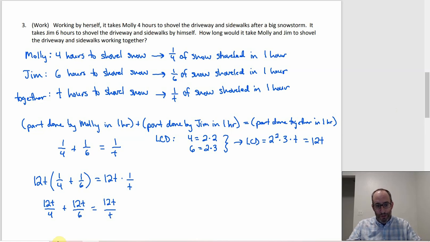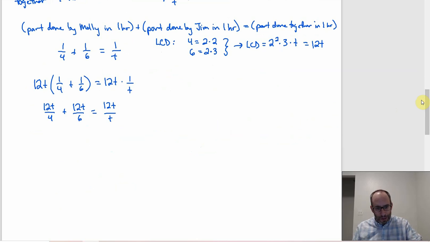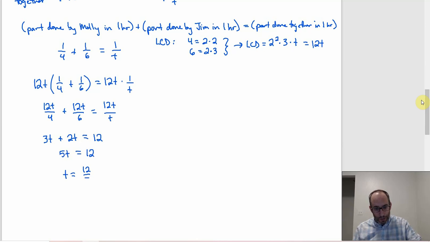Since 12/4 is 3, and 12/6 is 2, we can say we've got 3t plus 2t equals 12. Then you can combine on the left and say that's 5t. So if you divide both sides by 5, t is 12/5, which the homework wants written as decimals. So 2.4 hours.